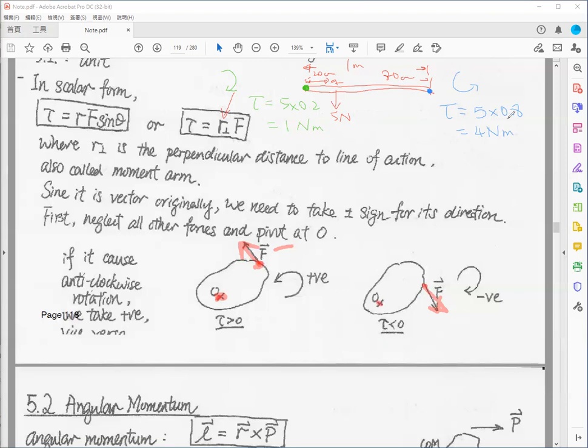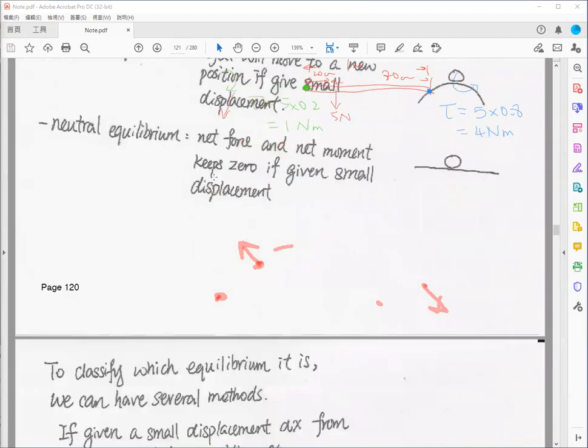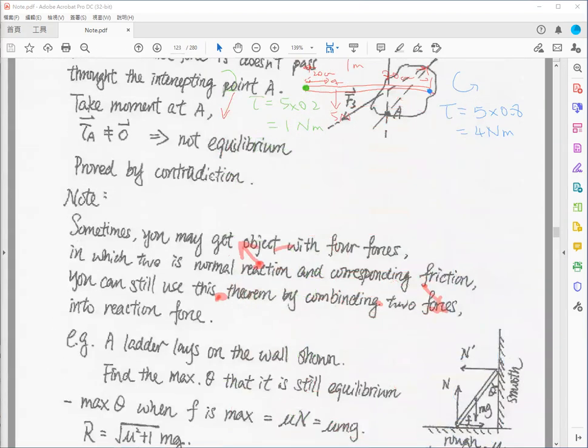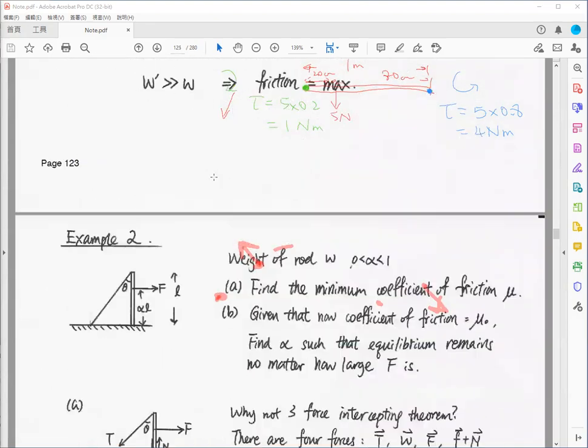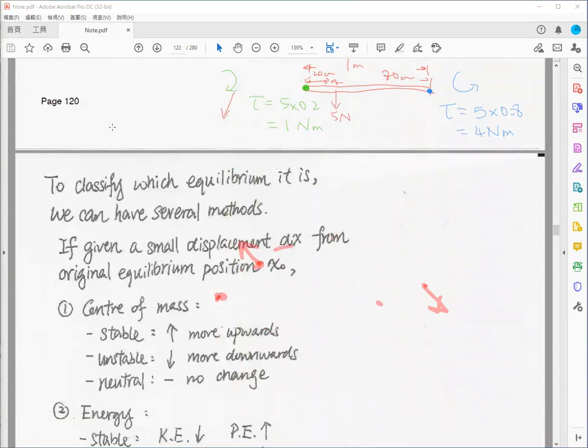So which point should we take the moment at? It totally depends on the question. But most likely, if there is a hinge, just like a door. Let me give you some example. Let me see if there is some example I put down here. I think no. So let me draw an example here.